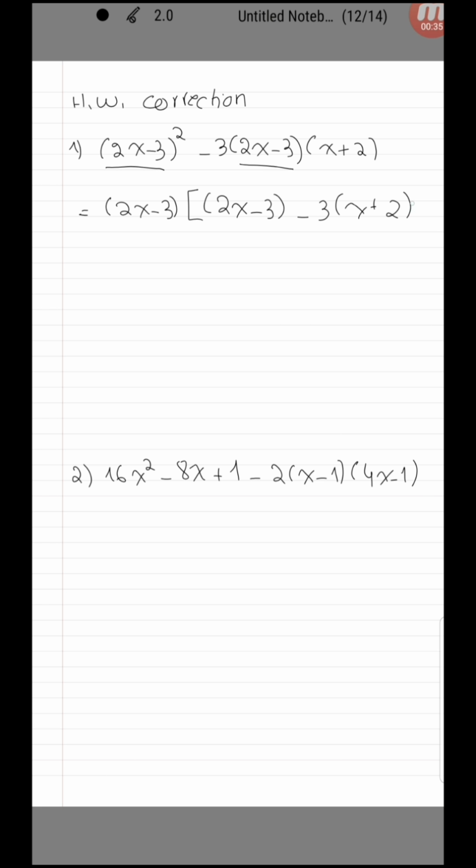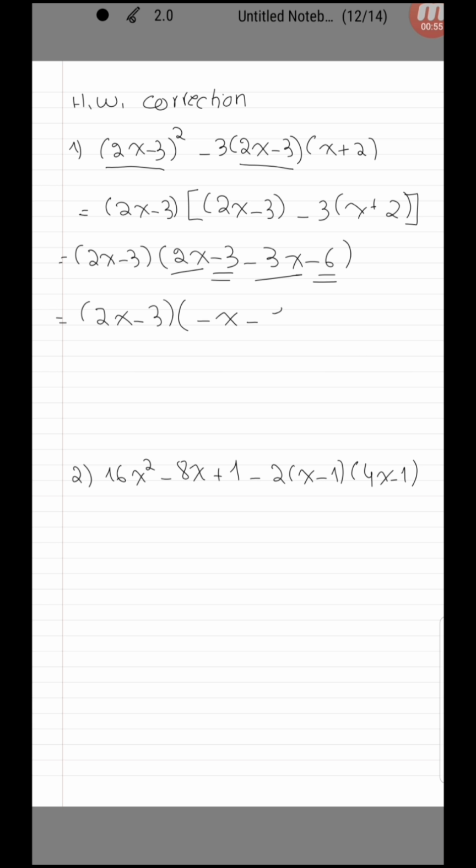Close the brackets. Now factorize inside the brackets, expand inside the brackets. 2x minus 3 minus 3x minus 6 equals 2x minus 3. 2x minus 3x is minus x, minus 3 minus 6 is minus 9.